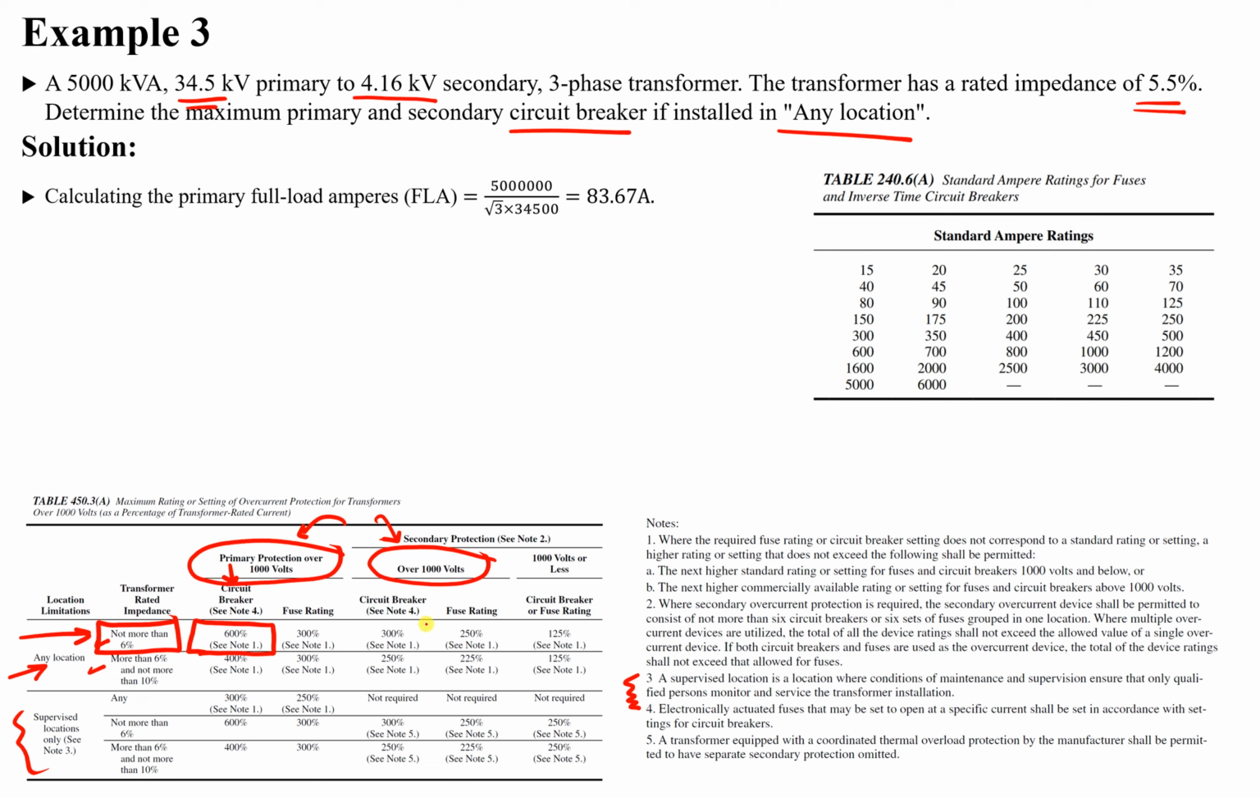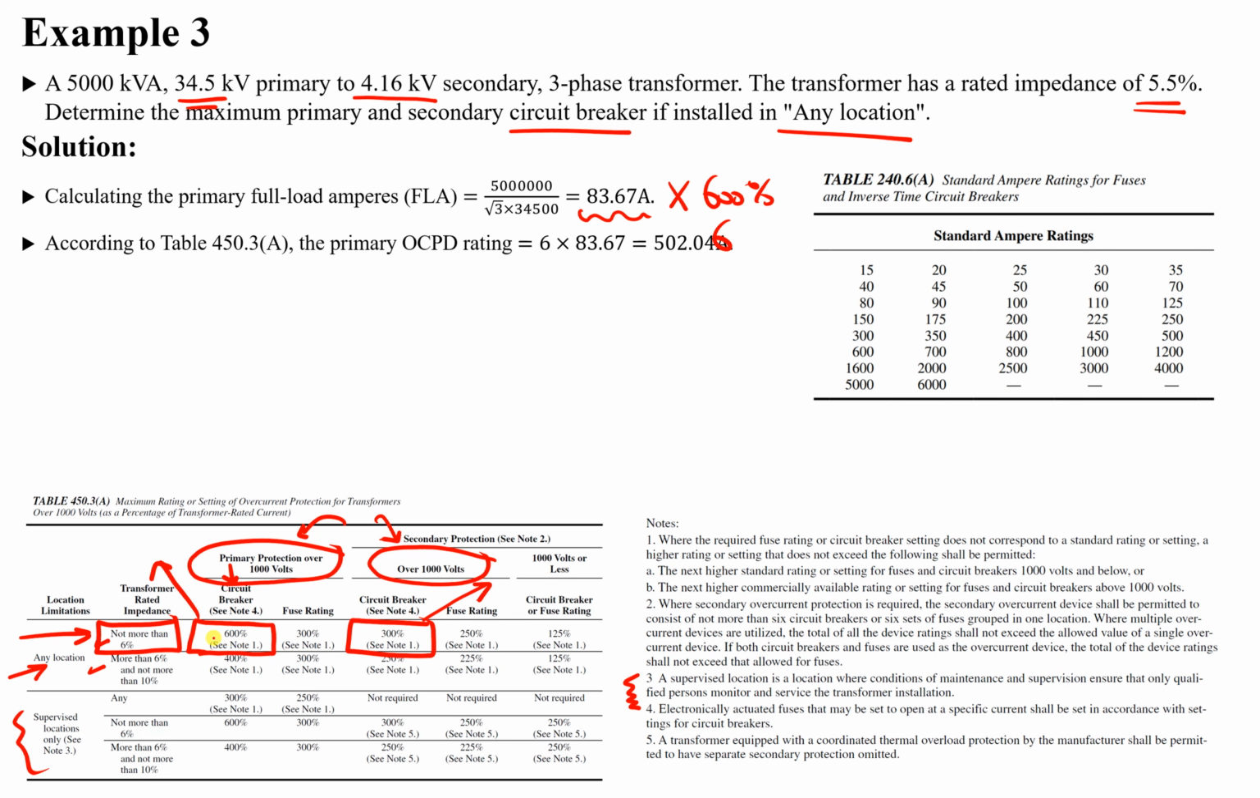Circuit breaker, I'm going to use this one here. This one is 600% for the primary circuit breaker and 300% for the secondary of this transformer. So what I'm going to do is take this value for the primary and multiply it by 600%, or 6 times, as seen from this table. If you do this, you will have 502.04 amperes.